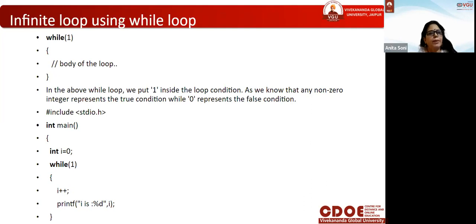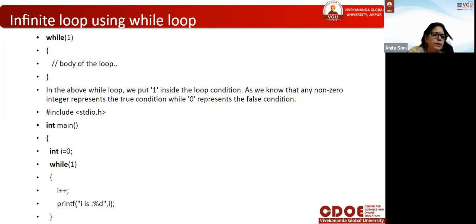So next is the example of infinite loops. What is the syntax for an infinite loop? This is an example of an infinite loop using while. In while, when you put the number one, zero means false, and any non-zero value becomes true. So one means it is always true. The body of the loop will always be executed. So this is an example of an infinite loop using while.